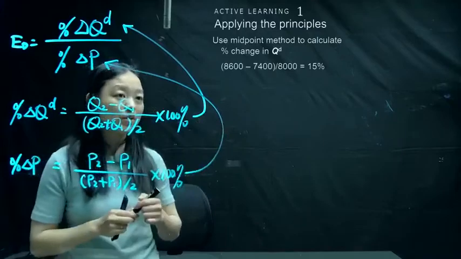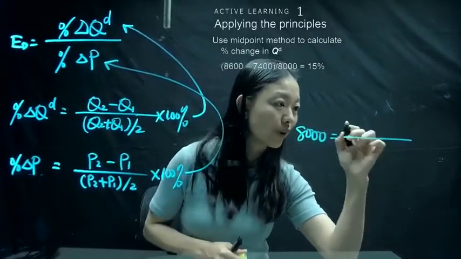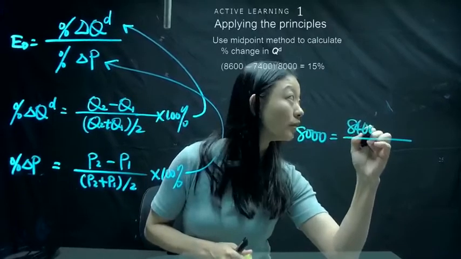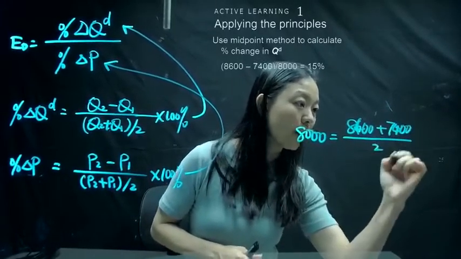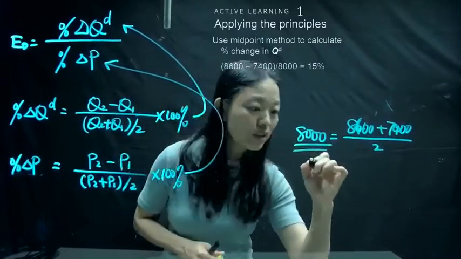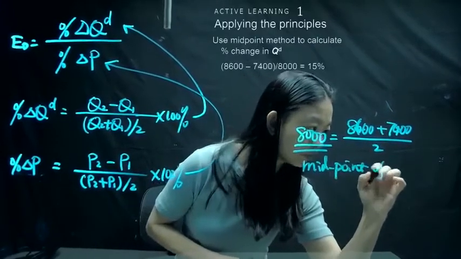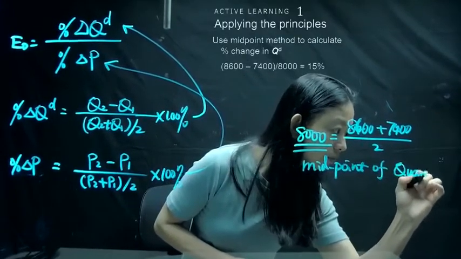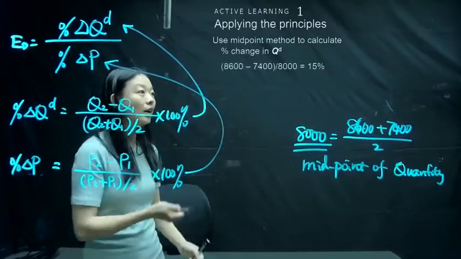So where does 8,000 come from? The 8,000 here is actually the average. It is the average of the quantity. So this 8,000 here is the midpoint of quantity, okay?